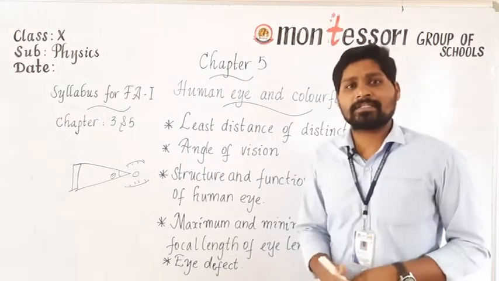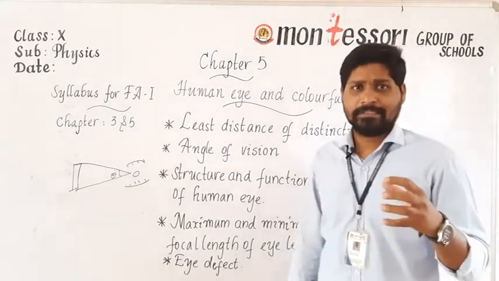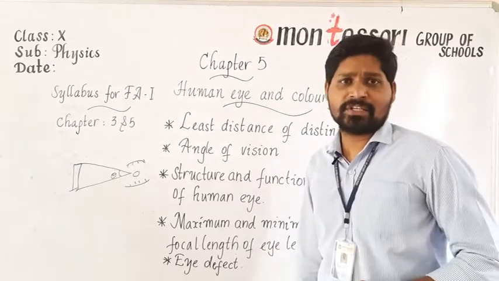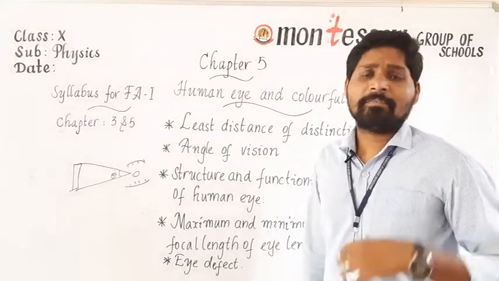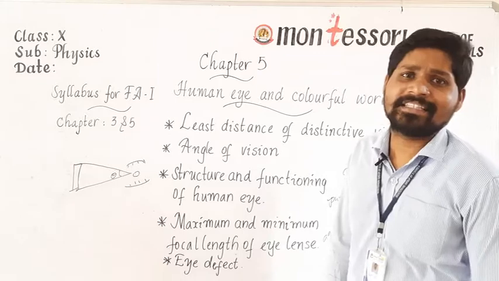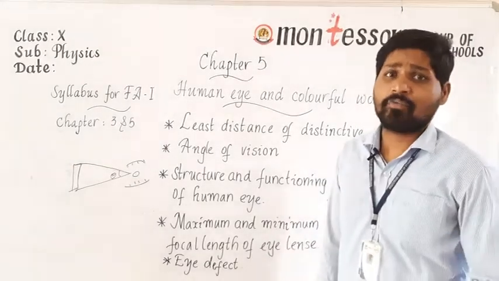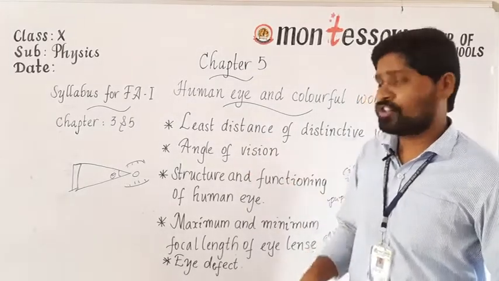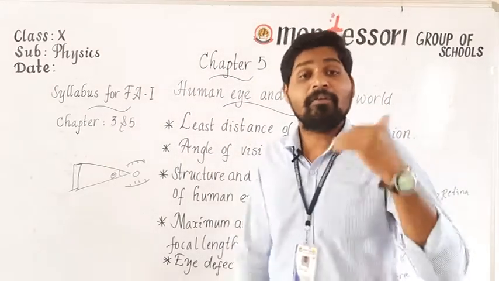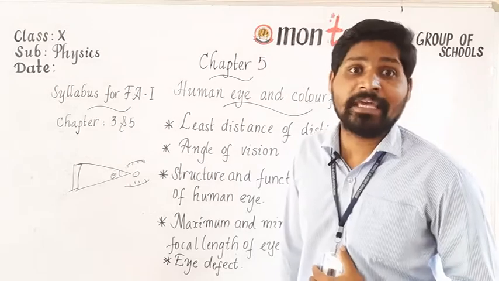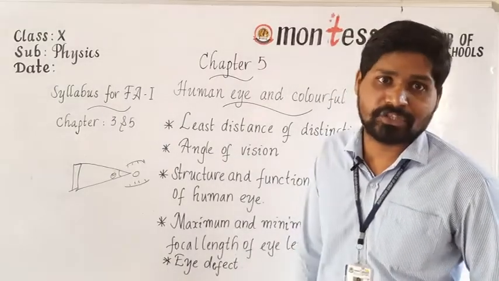So for a healthy person, in order to see an object clearly and comfortably at a distance of 25 centimeters, the maximum angle of vision is 60 degrees. Remember, this angle of vision is also not constant. It changes from person to person with age.